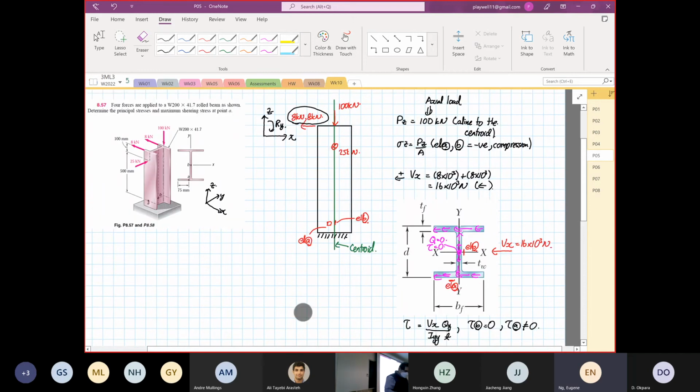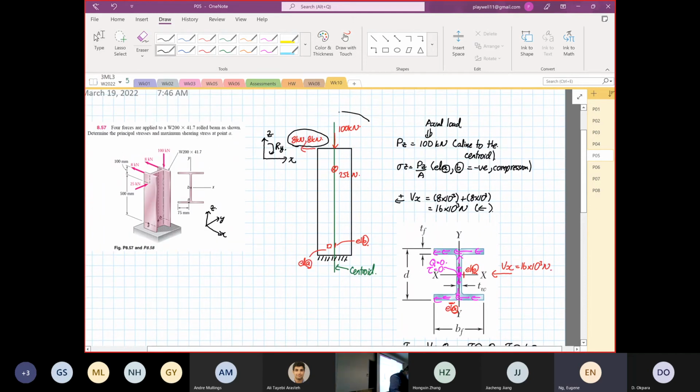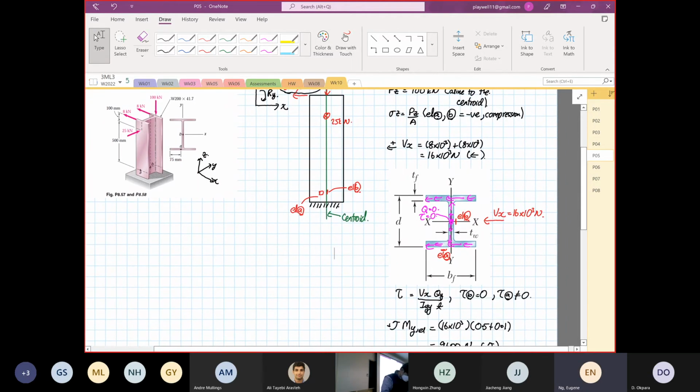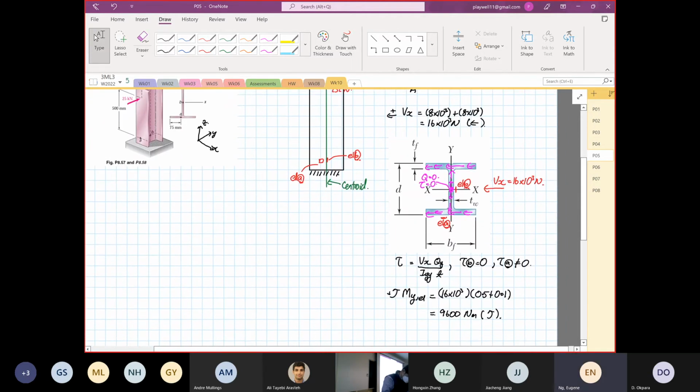So when it's that direction, we know that this is your moment about what? Moment about y. So this side will be compression and this side will be tensile. So when that's the case, element A will be negative, compression. And element B, you cannot see in this diagram, but it's going to be tensile.